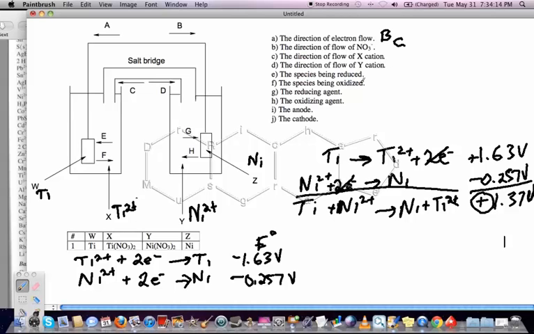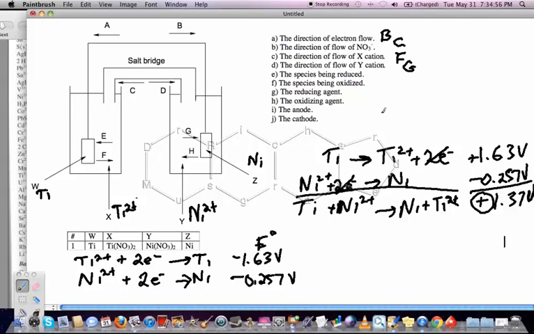Direction of flow of X cation. The X cation here is the Ti2+, and as we can see, the Ti is actually dissolving, it's turning into Ti2+, which means that it's going to be flowing away from the titanium, which means that F will be the direction. We know that the nickel is plating, nickel 2+ is turning into nickel. That means the nickel 2+, which is here, must be flowing towards the nickel electrode, so G is the answer there.